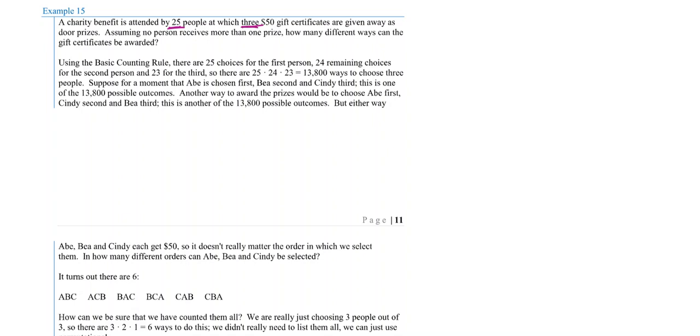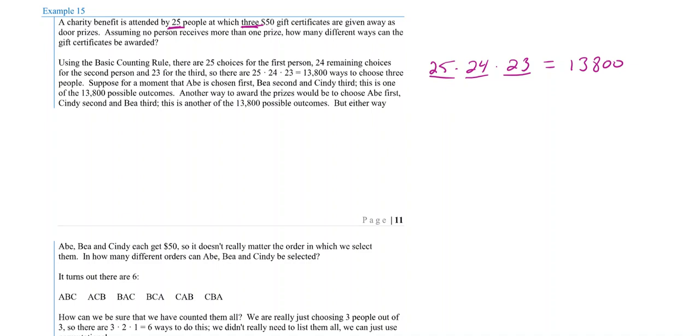Okay, so using the fundamental counting principle, there are 25 people to choose from. So after the first person, there'd be 24, and so on. So kind of what we've been doing before, right? If we were to draw our blanks, the first spot would be 25, and then 24, and then 23, and you multiply, and that would be the number of ways that could happen, right? And that would be 13,800.